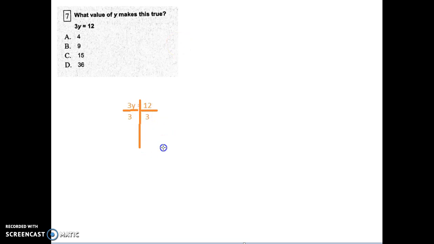We normally bring that line down. So we know this is gonna be y equals whatever 12 divided by 3 is, which is 4. That's our answer, 4, which is A. The other way we could have done it is just to substitute. So we have 3 times 4, because that's our first answer. And does that equal 12? It sure does, right? Well, let's try it with the next number, 3 times 9. Does that equal 12? No, because 3 times 9 equals 27.